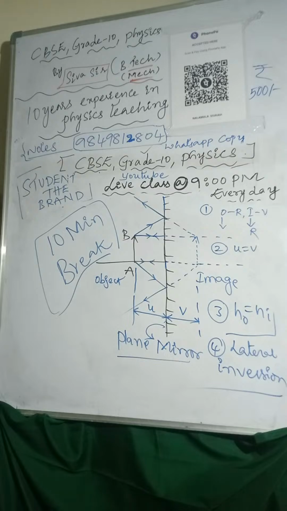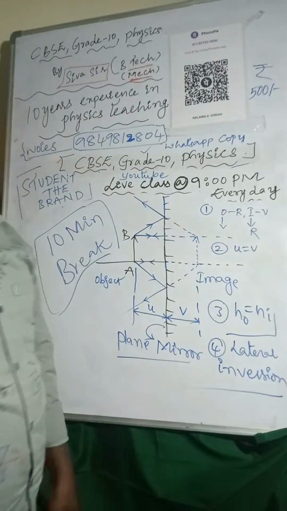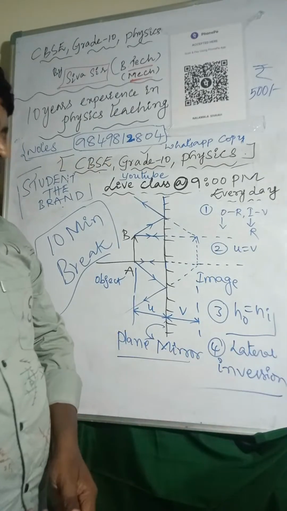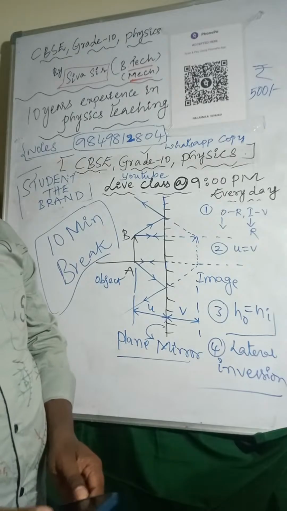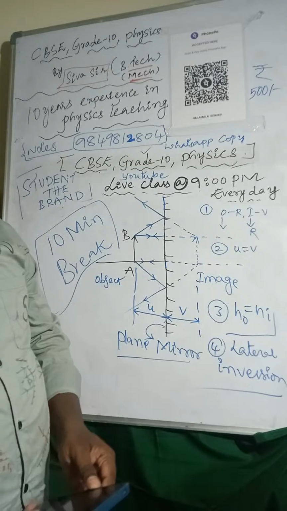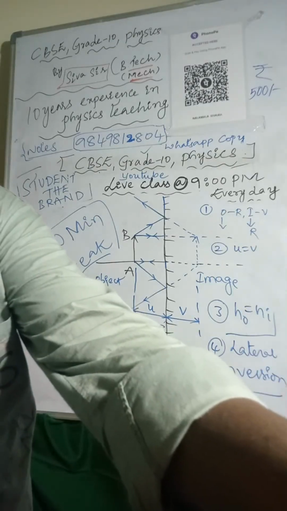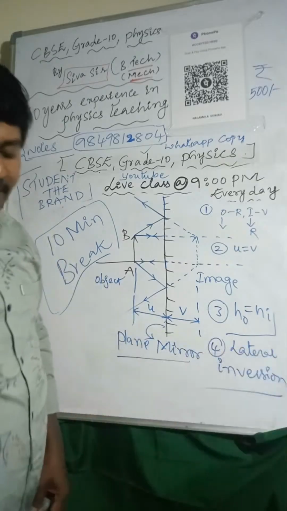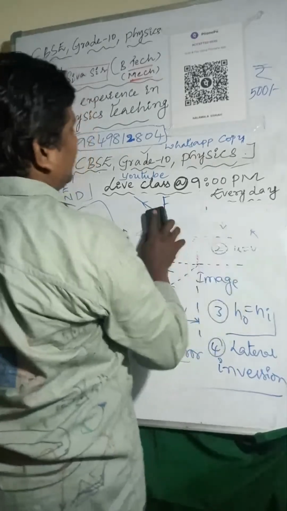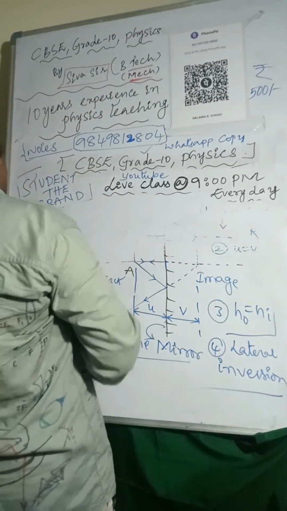Hi everyone. So we are going to the next one. Till now we discussed plane mirror characteristics, the nature of the image formed by the plane mirror. Now we are going to spherical mirrors. I will explain about spherical mirrors. The mirror which is in the form of a curved surface is called a spherical mirror.